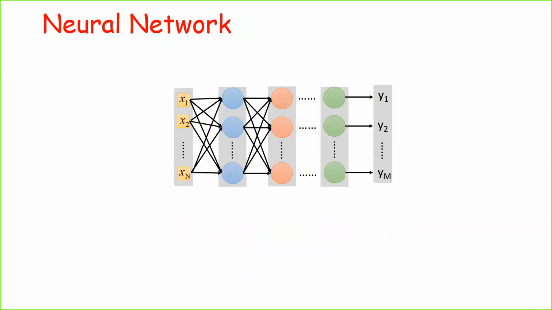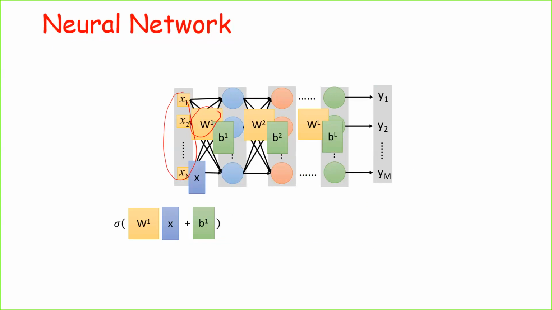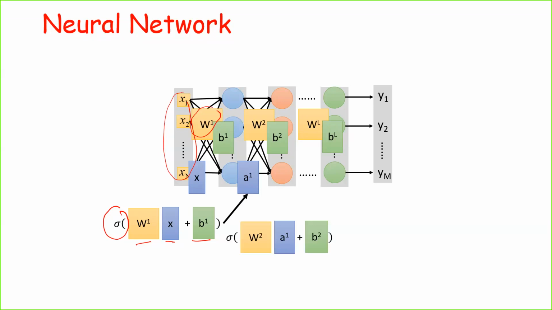So now if you look at this, we are multiplying these inputs with the corresponding weights W1, adding the bias term, then giving it to the sigmoid. Then you get the activation units, multiply them with W2, add b2, give it to the sigmoid, and so forth. Multiplying input X with W1, adding the bias term, giving it to the sigmoid, you get the activation units A1. Multiply them with W2, add the bias term, and give it to the sigmoid. You will get A2.